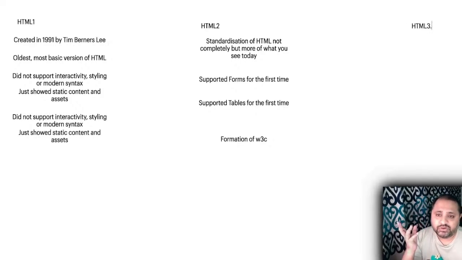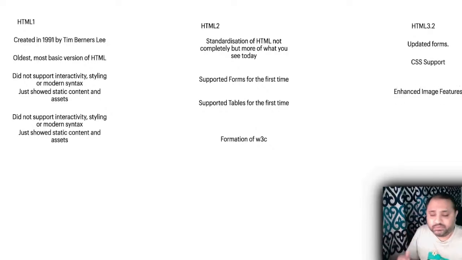Anyway, moving on, HTML 3.2 or HTML3, as we call it, brought updated forms. There were more functionalities added to forms. It finally added some sort of CSS support, but those were inline CSS or on-page CSS that we used to write. And it also gave us enhanced image features and an extended character set.